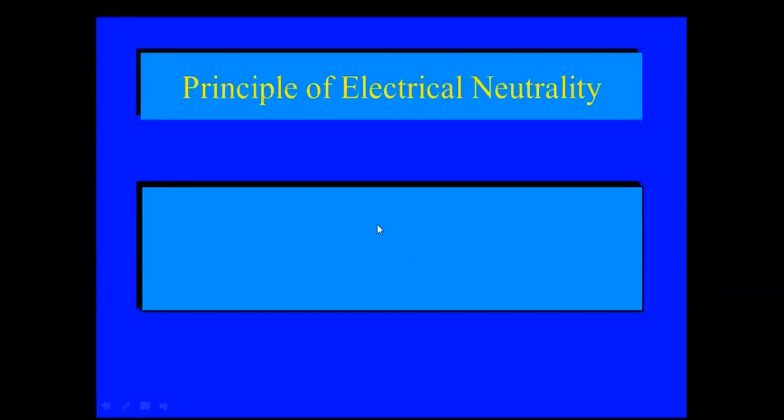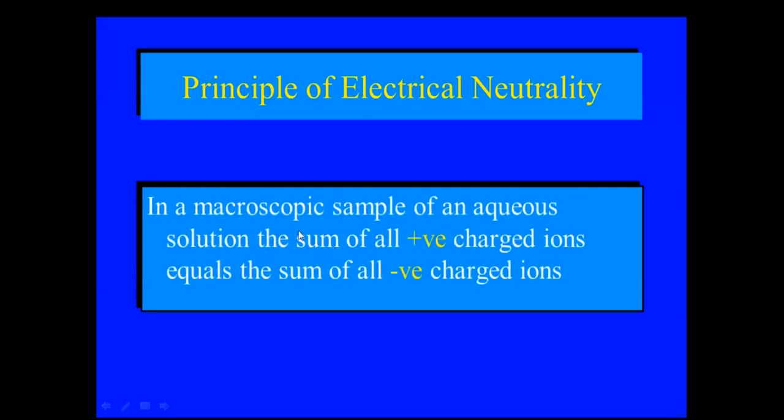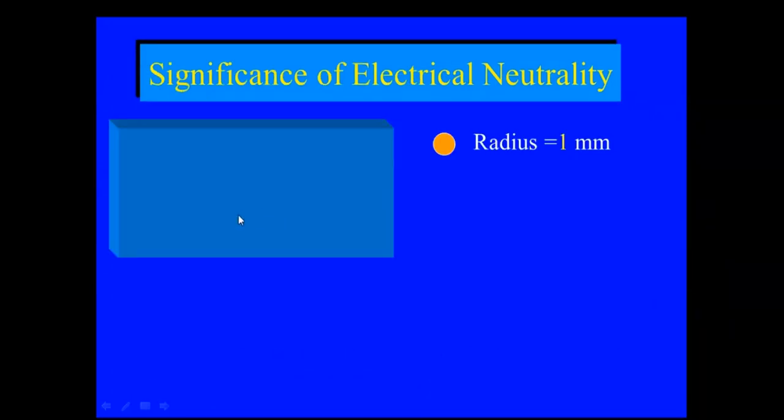Okay, so the key point about the charge is this principle of electrical neutrality. In a macroscopic sample of an aqueous solution, the sum of all positive charges has to equal all negative charges, and I'm going to show you why. If we start off with a sphere that's 1 millimeter in radius, a tiny little thing, and you have a charge difference of 1 times 10 to the minus 7th. We're usually dealing with 10 to the minus 3 in terms of potassium and sodium. So 10 to the minus 7th is 10 to the 4th fold smaller. A really little charge difference between the inside and outside.